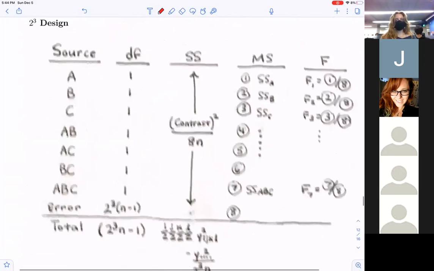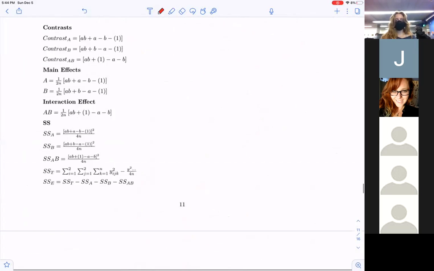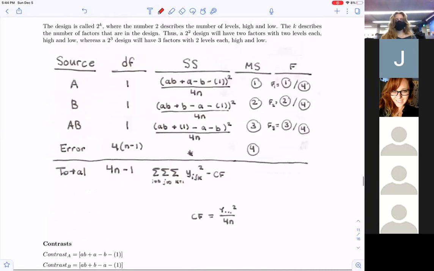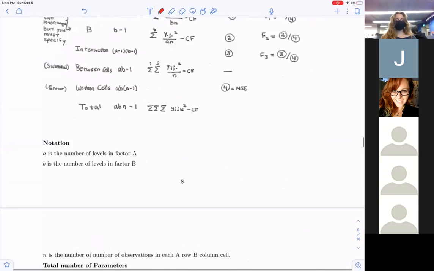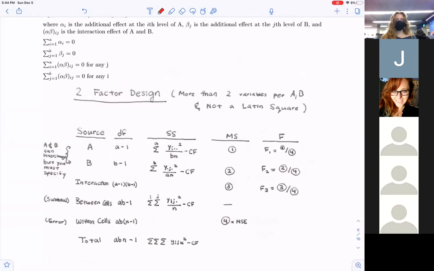Next up, what's the next thing after Latin squares? Oh, we just did Latin squares. We did two factor design. So Shravan asked a really good point: how are we going to recognize the difference between a two factor or a three factor design versus a 2^2 versus a 2^3 factorial? And so we were thinking about how we could answer that.